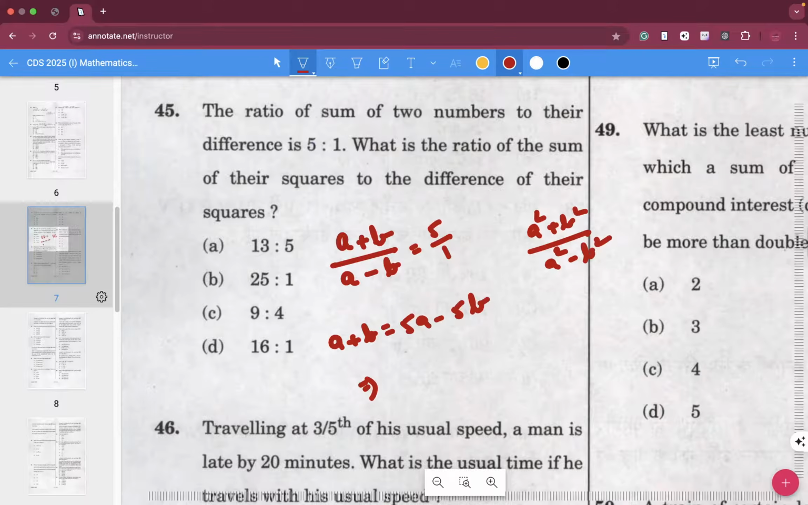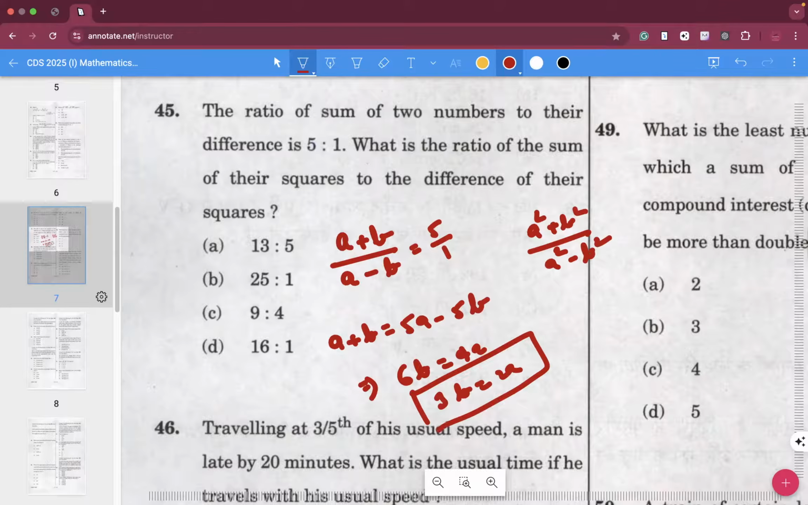Which means over here this is how much? Okay, this is 6b equal to 4a, which means 3b is equal to 2a. Up till now we have reached this. Now from here, whenever you reach something like 3b is equal to 2a, the a value is this and the b value is this.